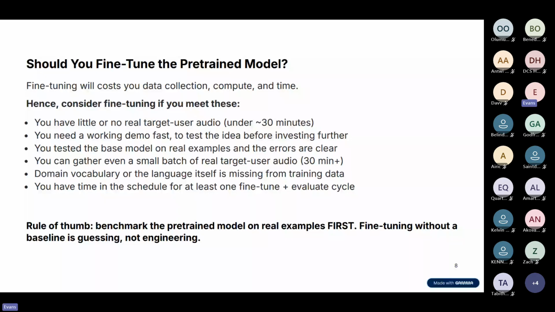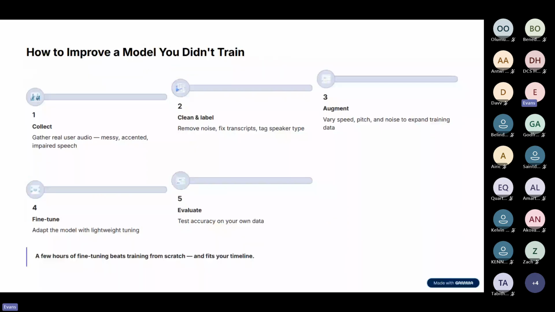All right, let's move forward. So you want to fine-tune, or you have fine-tuned and you want to improve your model. This one more answers the question you asked. So you have a model out there, whether it's pre-trained or fine-tuned, and you want to improve it.